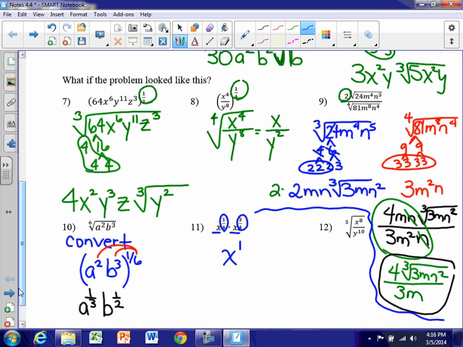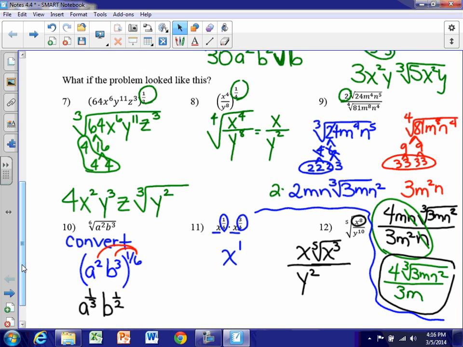And then the last one, number 12, it says I'm looking for 5 of a kind. So I have enough to make 1 set of x's on top and exactly 2 sets of y's on the bottom. However, I still have 3 x's left over, so they have to go back under the radical, but it's only on top. The radical is gone on the bottom because I used up every single y. And that's it.